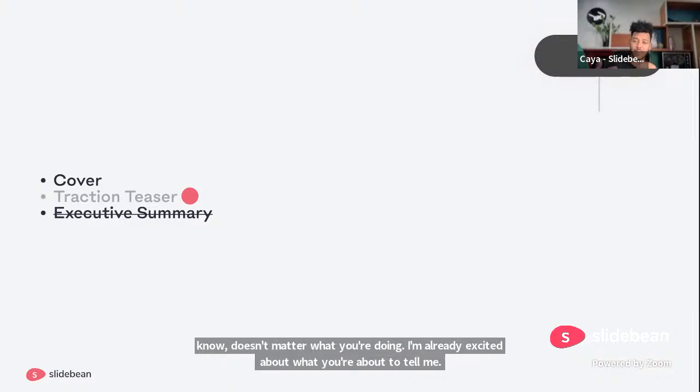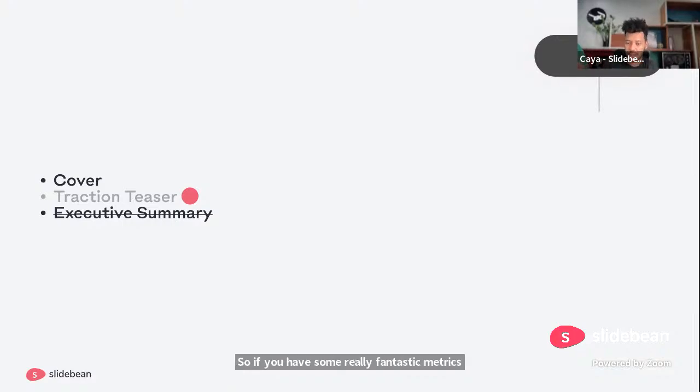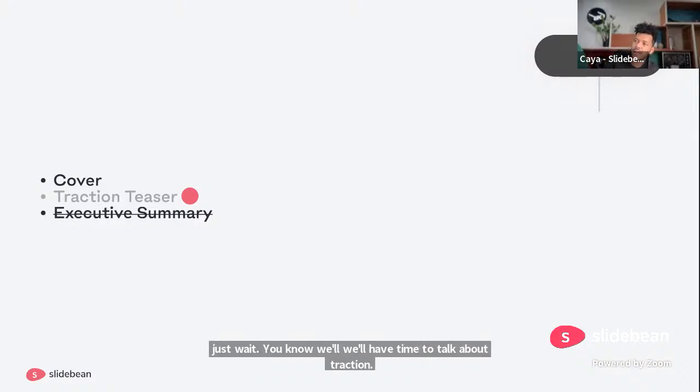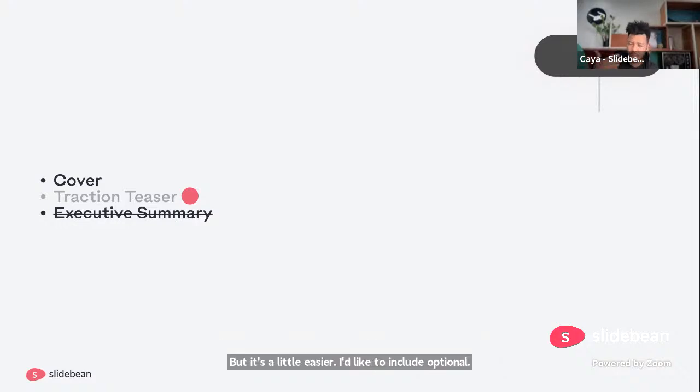So if you have some really fantastic metrics, go ahead and include that. If you don't, then don't. Then just wait. We'll have time to talk about traction. But it's a little teaser I'd like to include. Very optional. That's why it's gray. But please don't do bad teasers like beta users or stuff like that, because that's usually not very braggable.